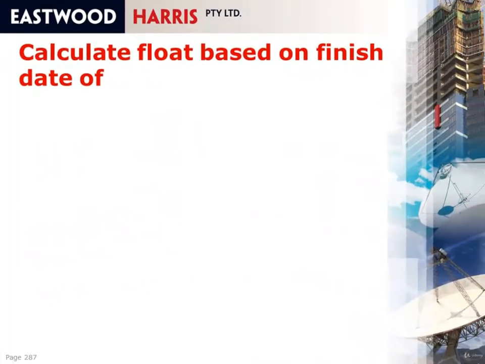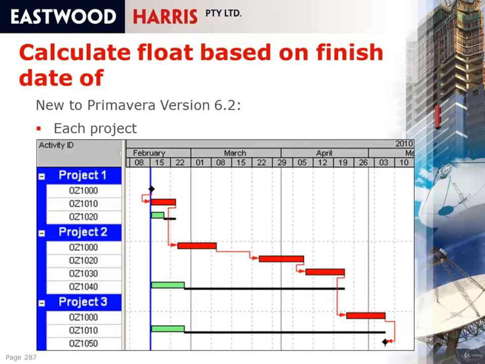Calculate the float based on the finish date of. This function is new to Primavera P6 version 6.2, and you can see that the float here, when we have multiple projects open, is calculated based on each individual project, and therefore this is where you're reviewing multiple projects where there isn't a relationship between the float on each project.